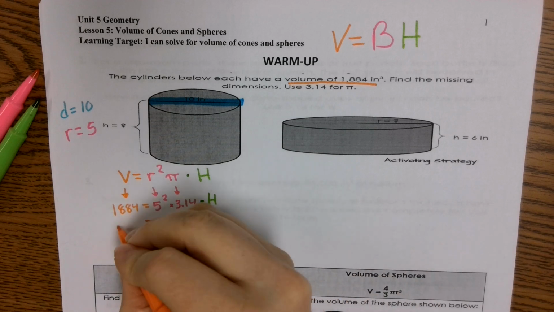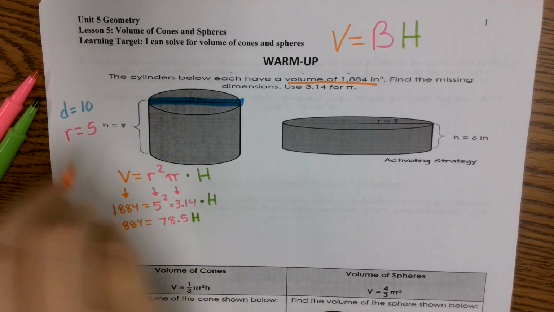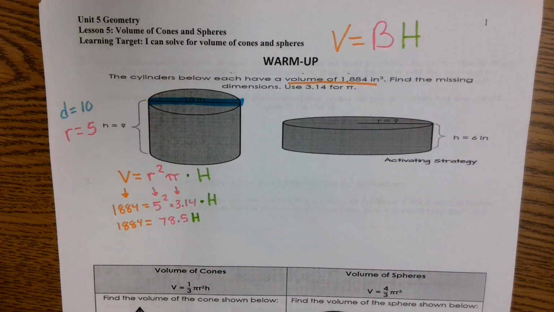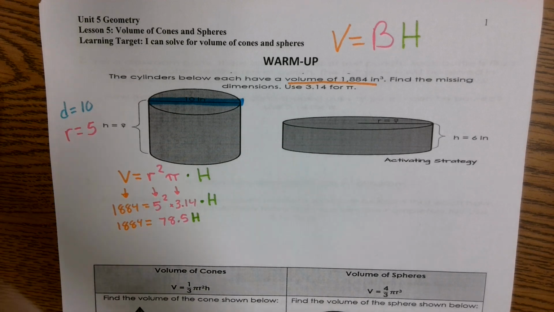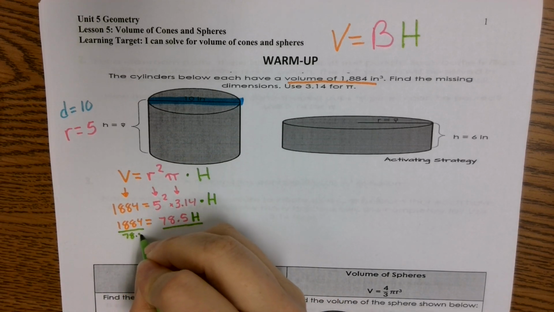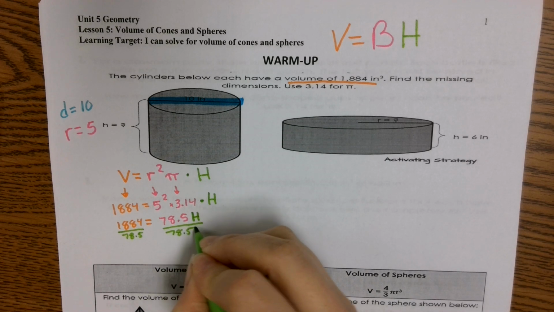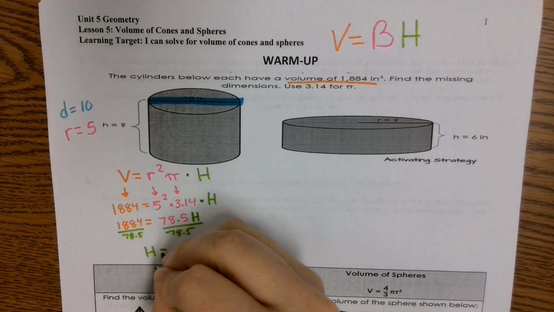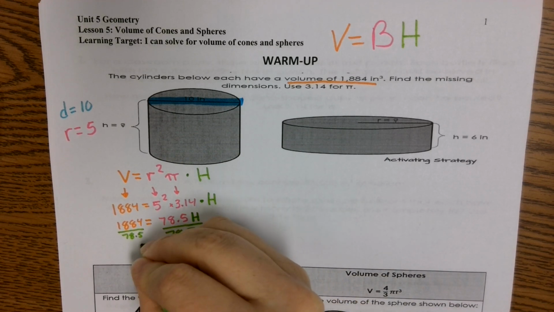So we have 78.5 H for this side, and then of course the 1,884 for the other side. In order for us to be able to get H by itself, all you have to do is just divide both sides by that 78.5. Okay, it's setting it up and solving it like an equation. So we would find that the value of H is 24.